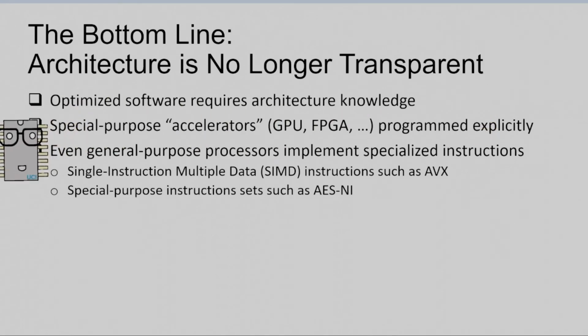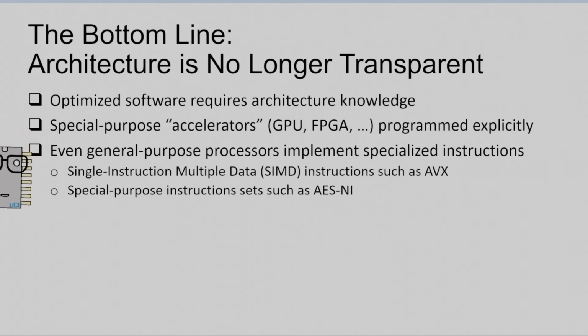Of course, on top of that, special purpose so-called accelerators like GPUs and FPGAs are programmed explicitly. These things are not going to transparently take a single threaded implementation and make it faster magically. You have to write special software in special languages on special hardware abstractions to get these things working.